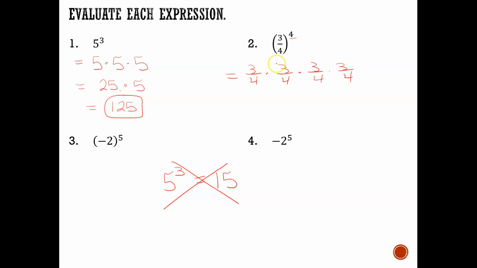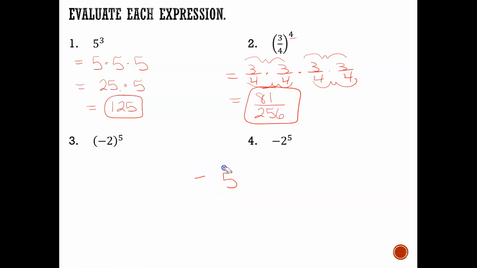So here I'm going to do 3 times 3 is 9, 9 times 3 is 27, 27 times 3 is 81. Or you could also do these two and say this is 9, and 9 times 9 is 81. And then on the bottom, you've got 4 times 4 is 16, and another 16. 16 times 16 is 256. And of course, if you don't know that off the top of your head, you can just work that out to the side. And then that is your answer. That fraction cannot be simplified.